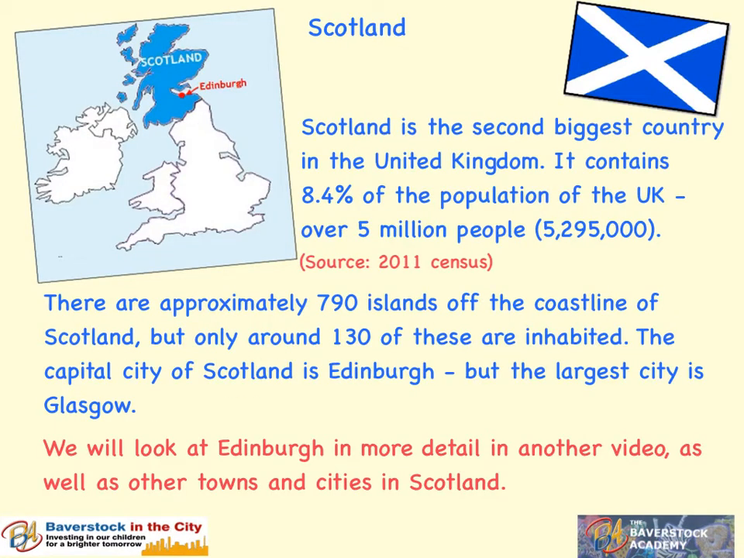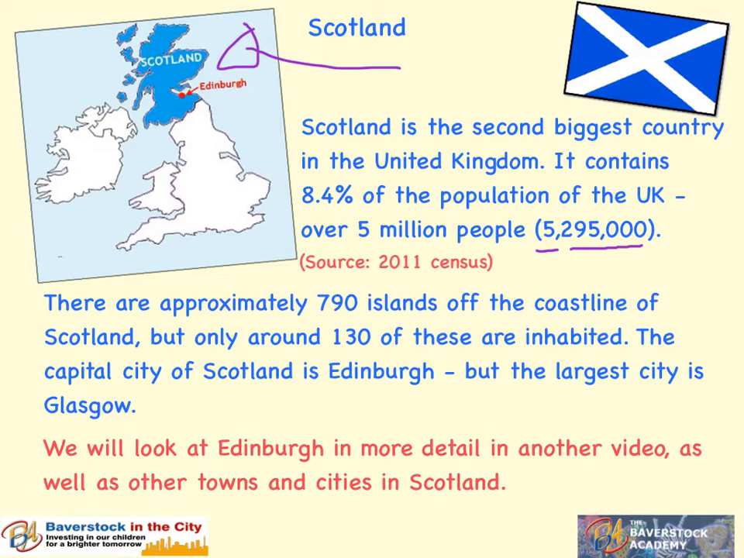We'll have a look at Scotland now. Scotland is the second biggest country in the United Kingdom. There it is. It contains 8.4% of the population of the United Kingdom, over 5 million people. In fact, it contains 5,295,000 people. There are approximately 790 islands off the coastline of Scotland, but only around 130 of these are inhabited.